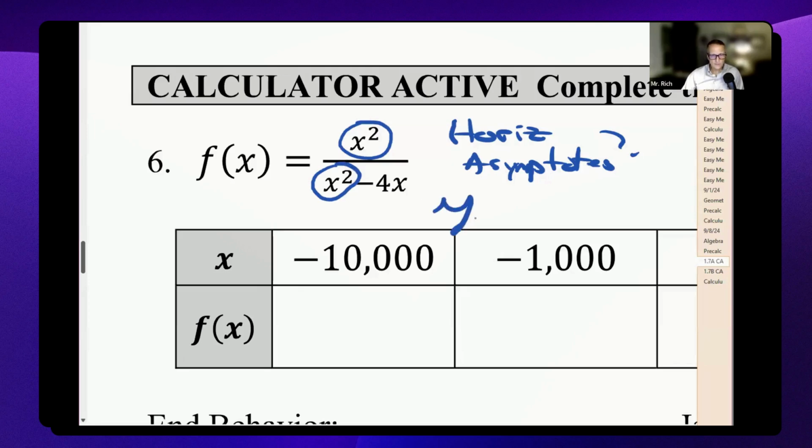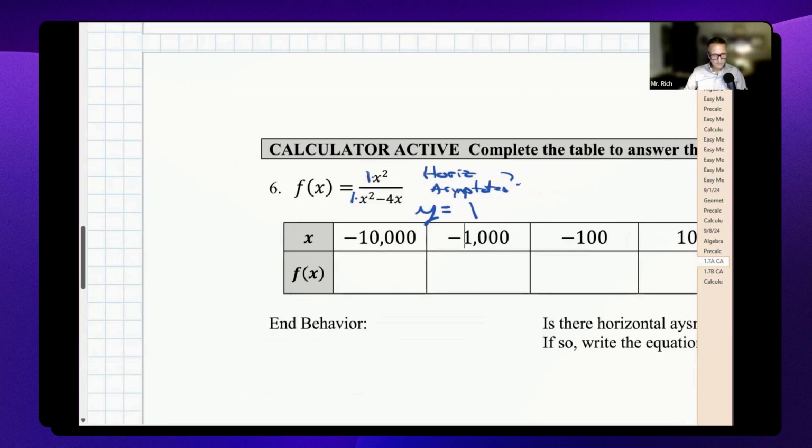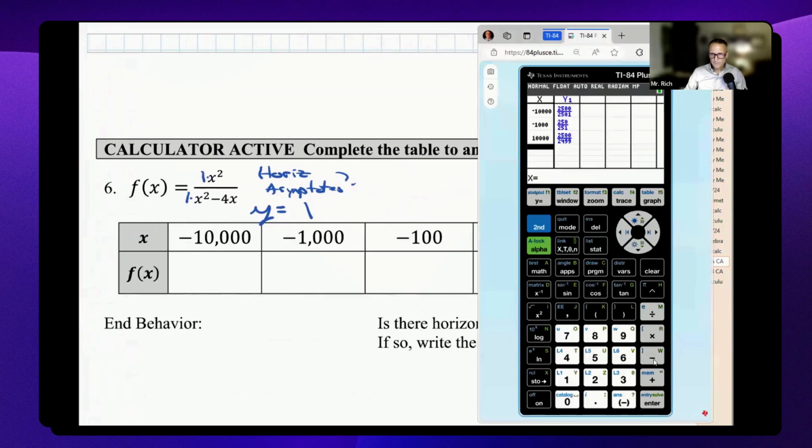And that horizontal asymptote is going to be located on the horizontal line y equals the ratio of their two coefficients. So in other words, this coefficient is a 1, that one is obviously a 1, and 1 over 1 is 1. So if I were to graph this, I would see a horizontal asymptote at y equals 1. Your teacher will probably have you do this in class if they haven't already: pull the TI-84 out and put the function into the equation editor of your TI-84. And then they want you to fill out this table.